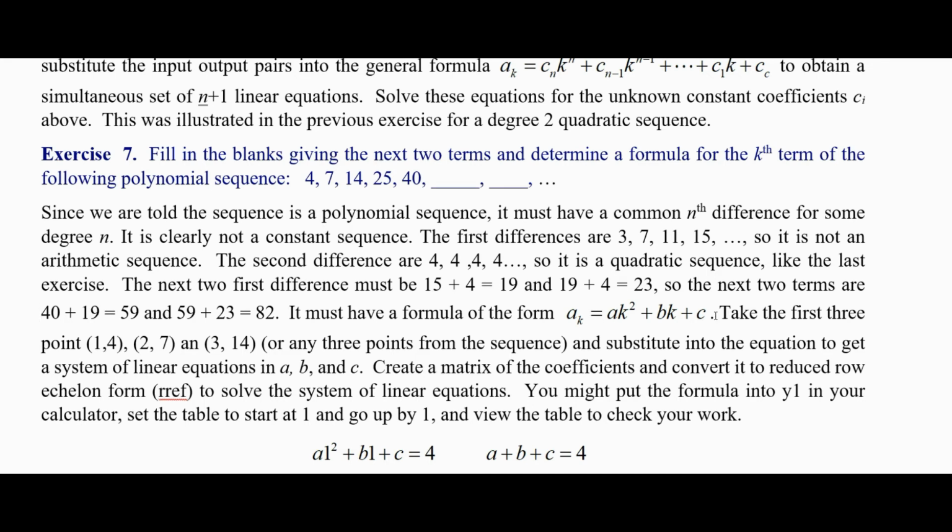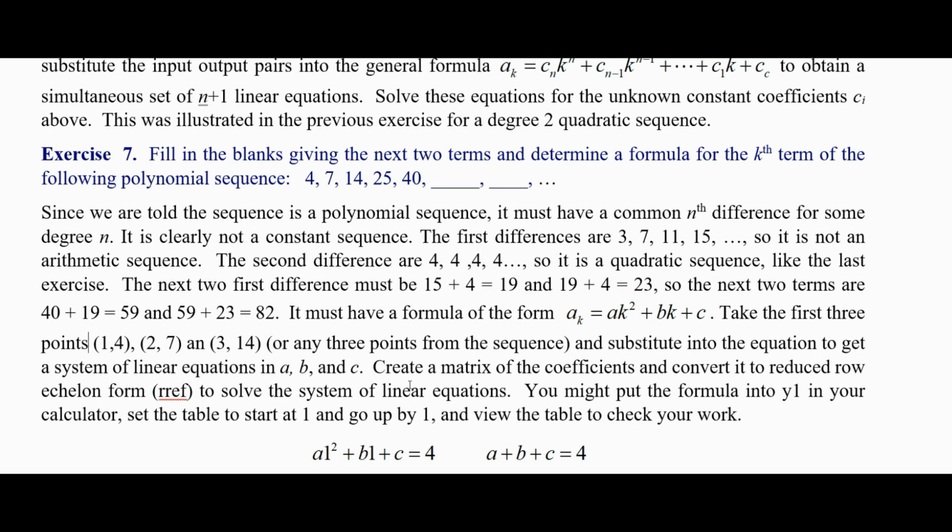So it must have a formula of this form right here. Take the first 3 points, right? 1, 4, 2, 7, and 3, 14, or any 3 points that you want, but I always like to use the first 3. They're usually the easiest ones to pull. Substitute into the equation to get a system of linear equations in A, B, and C. Create a matrix of coefficients and convert it to reduced row echelon form using the RREF command on your calculator to solve the system of equations.